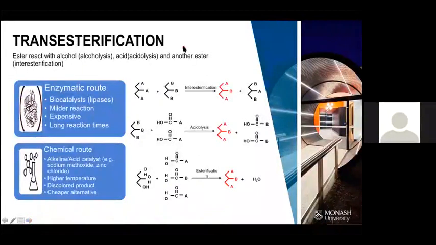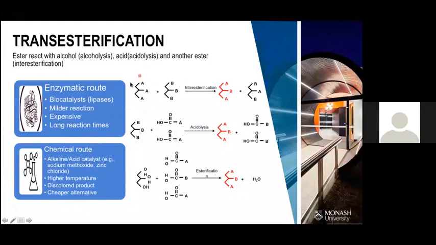And the other type of modification is transesterification. Transesterification can basically be classified into three categories: alcoholysis, acidolysis, and interesterification reaction. What it means here is that we have our triacylglycerols or fats, we react with alcohol, like glycerol, it can react with free fatty acid, and also two different types of triacylglycerols. So these are examples of the transesterification process.